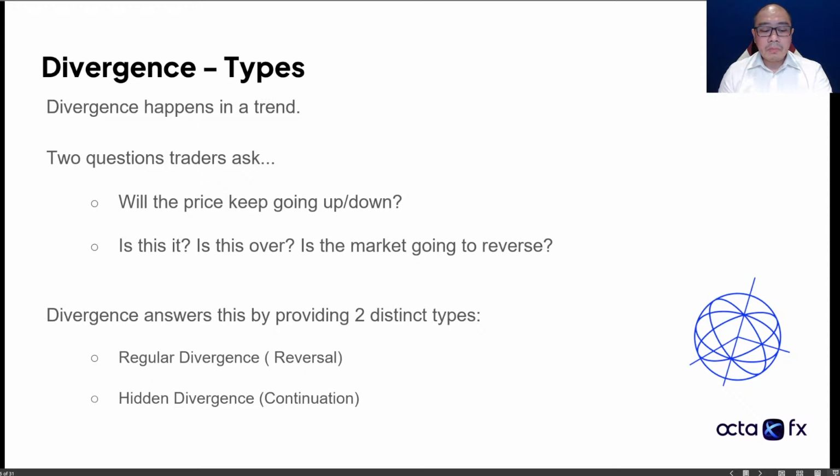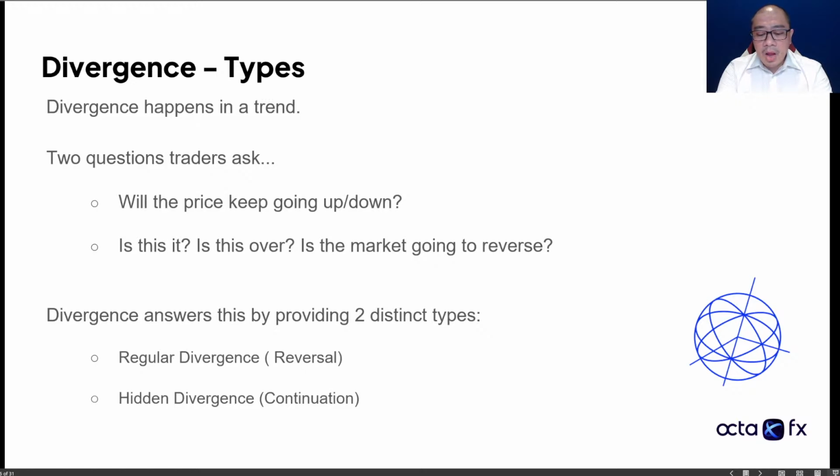So we've got two basic questions when it comes to trading that you are going to ask yourself. That is, is price going to continue going up or is it going to continue going down, right? And then there's always that thought in your head, like, is this over? Is the market going to reverse? These are two things that might sound similar, but they have two different concepts behind them. One is actually fear-driven, the other one is actually greed-driven.